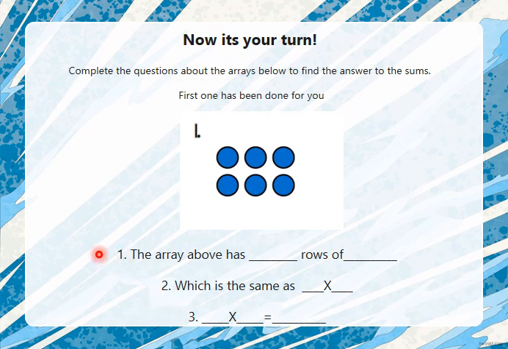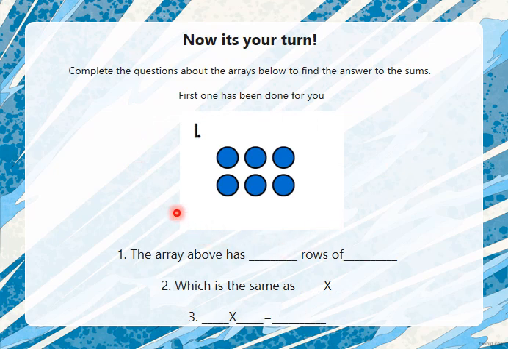The first question asks about the array and what it is made up of. The second question asks what your array would look like as a multiplication question. And your third question asks you to write the multiplication question and the answer. Let's go through how we do this.